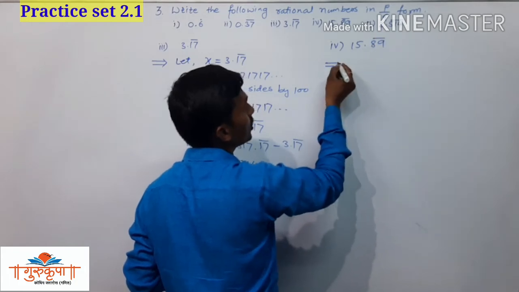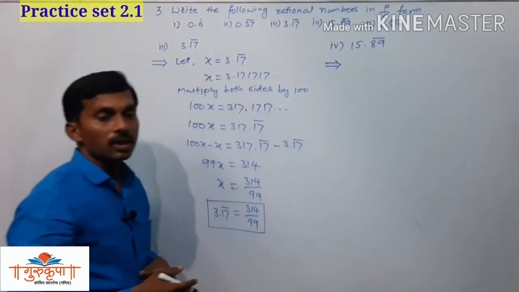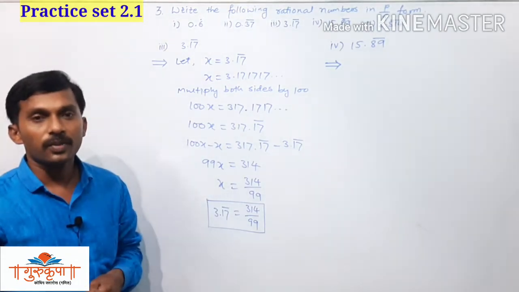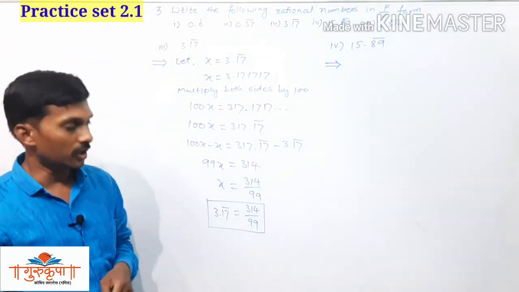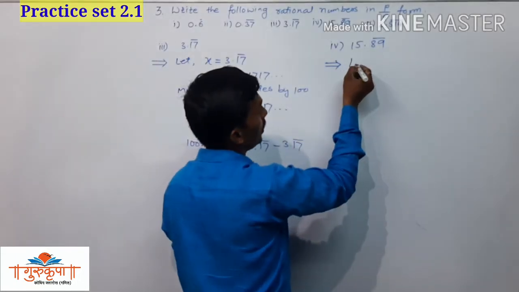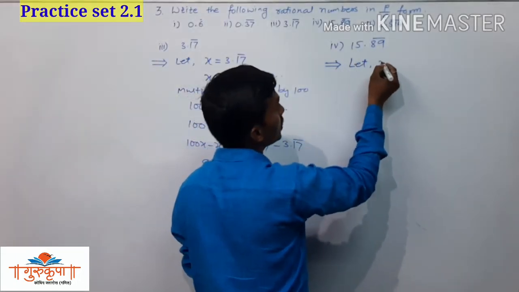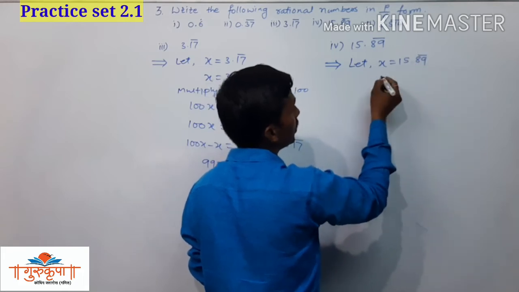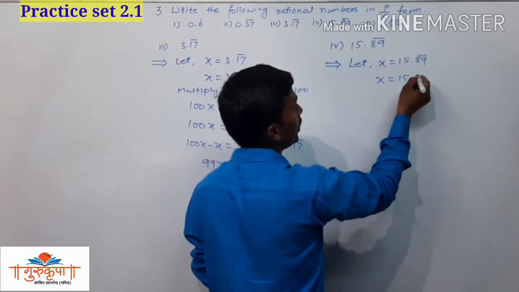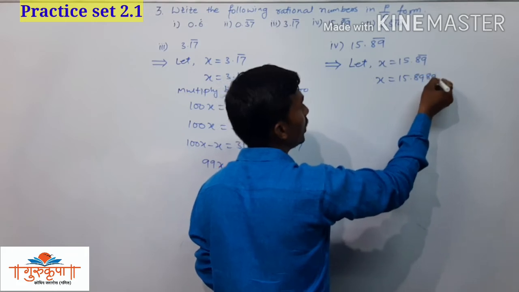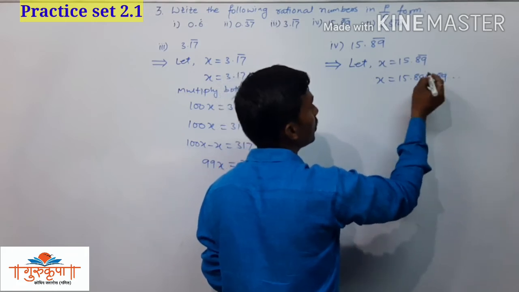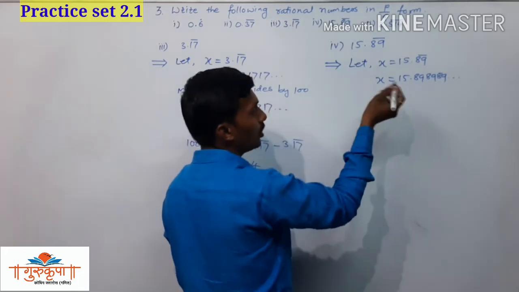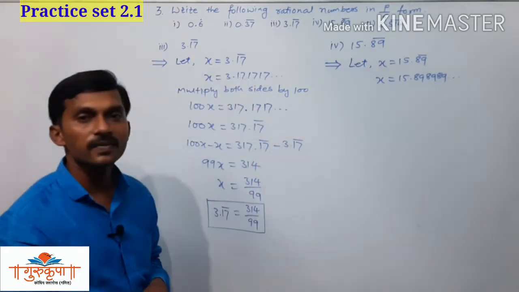Now into the first step, we have to represent the given decimal form by an unknown variable. So here we can write let x is equal to 15 point recurring 89. We can write it as 15.898989 and so on.